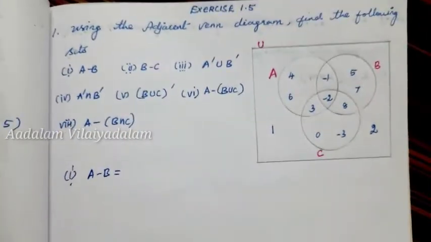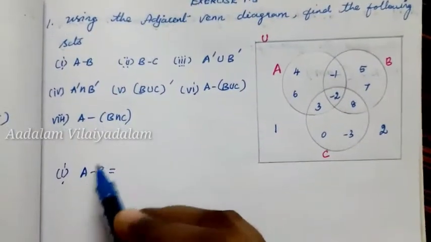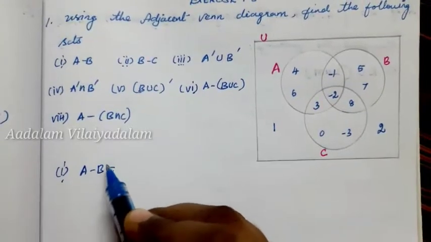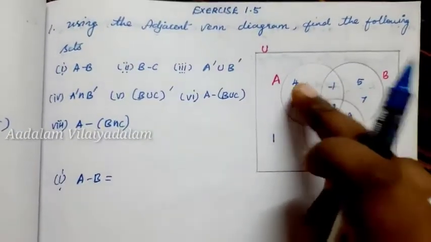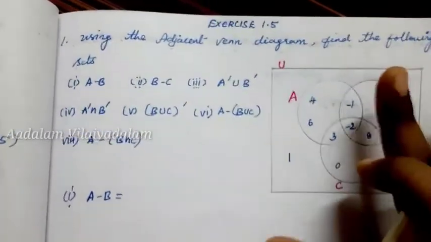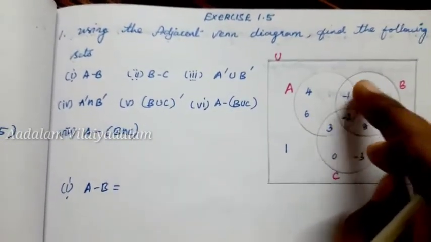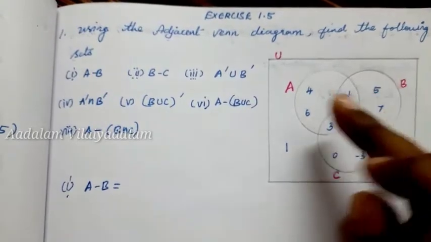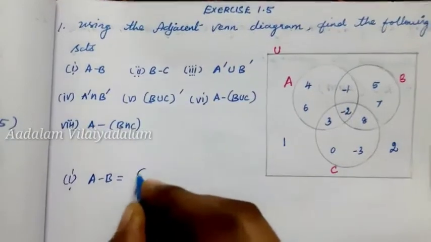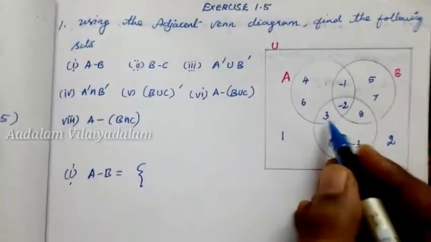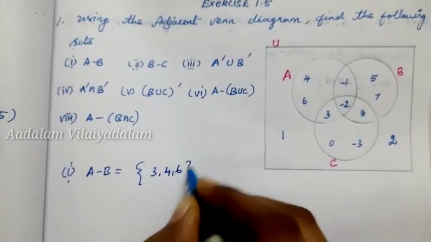So already we have seen what A minus B is. We have to subtract the elements of B, removing the common elements between A and B. Now just look at A and B. Is there any common element? So minus 1 and minus 2 are the common elements between A and B. So we have to remove them. Therefore A minus B is 3, 4, 6. If we write it in order, we get 3, 4, 6.